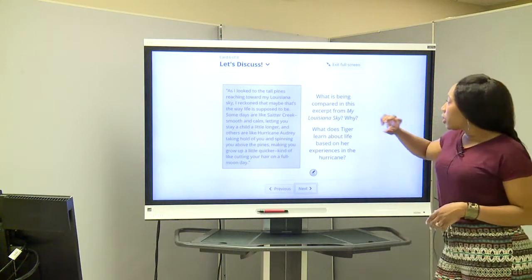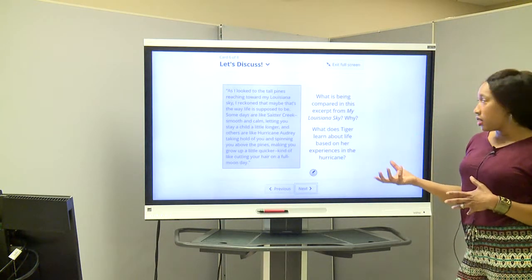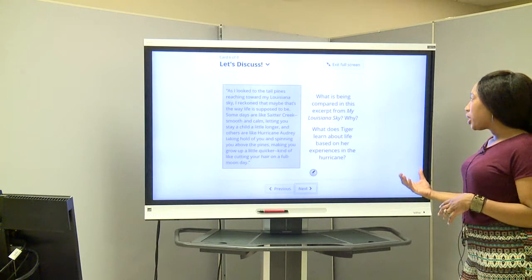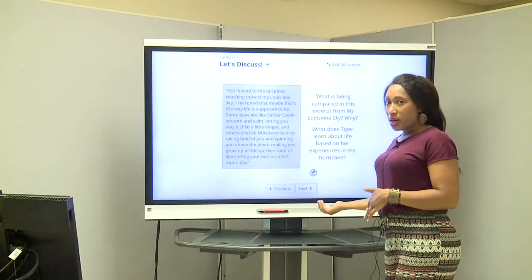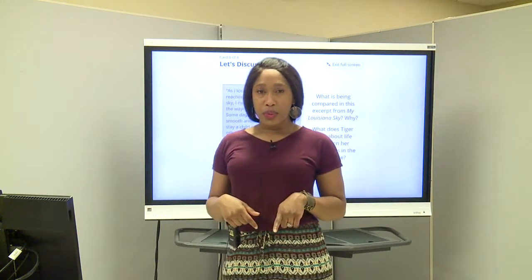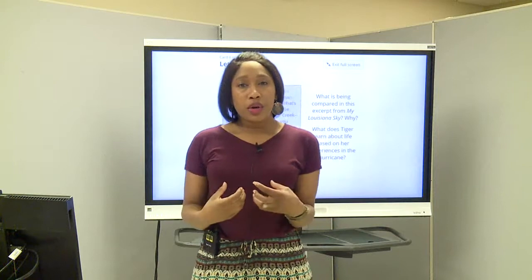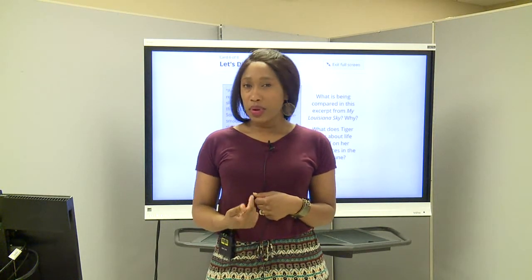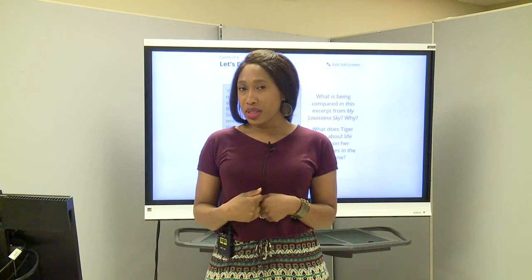So once again, we're going to talk about comparisons. The question says, what is being compared in this excerpt from My Louisiana Sky and why? So this is going to pull us back to some of their prior knowledge, the things that we've learned before. So we know that when two things are being compared by the author in the story, this is the author's way of using what? You guys remember what it's called?